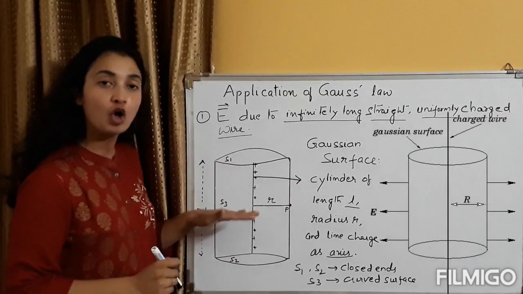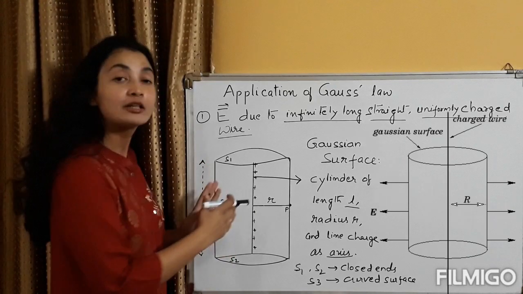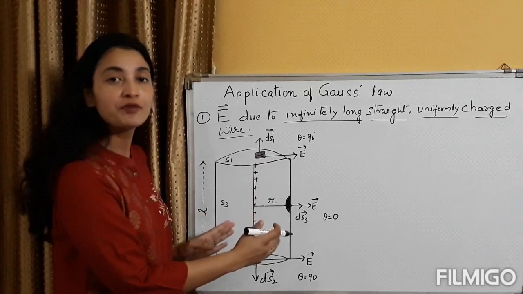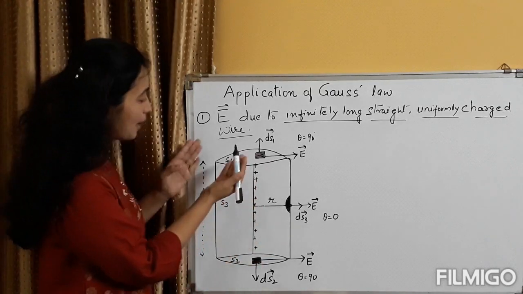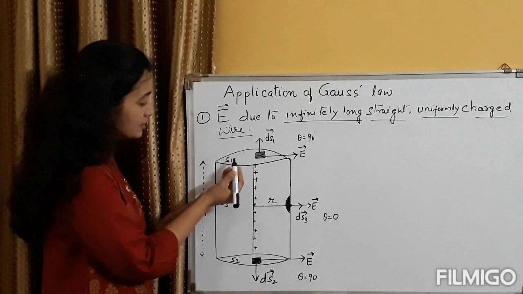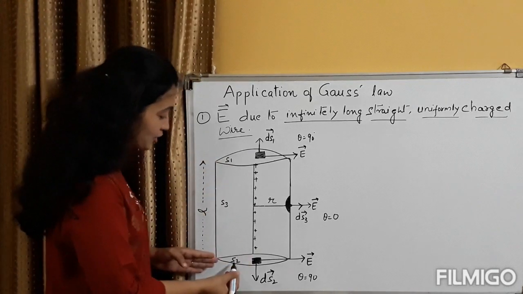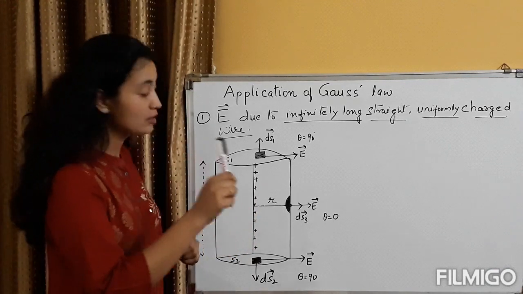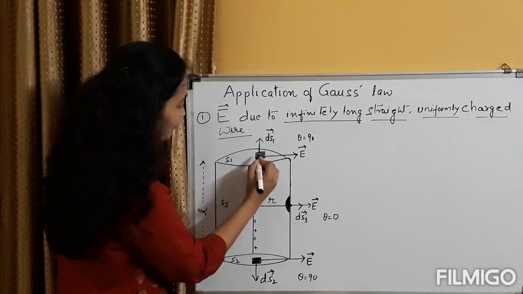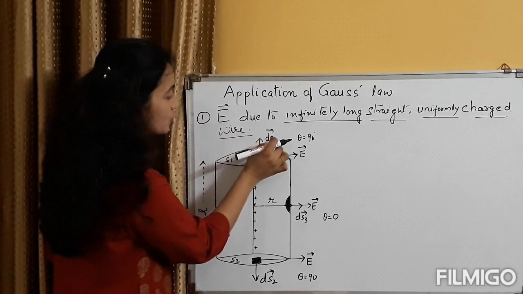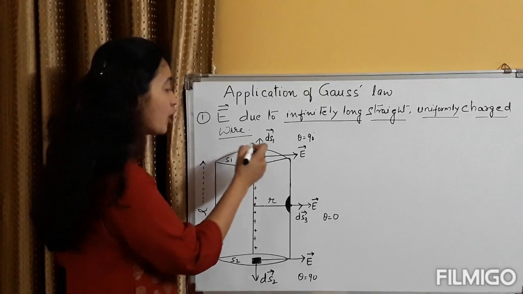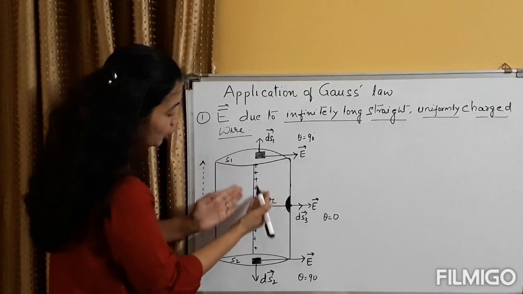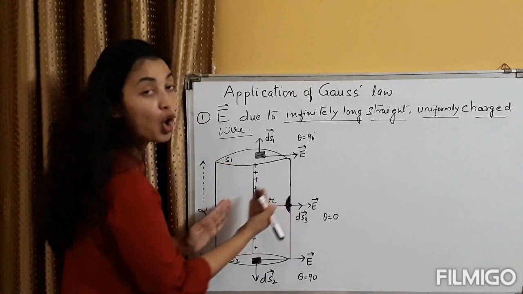So I hope you got the Gaussian surface. Now let us see the mathematical expression. The Gaussian surface we have chosen can be subdivided into three different parts. Surface S1, as I told you, and S2, the top and bottom closed ends. S3 is the curved surface area. Out of S1, we have chosen a small part, ds1, the area vector, and it's always outward normal, you know it. And the electric field, as we told you, will be radially outwards at all points.